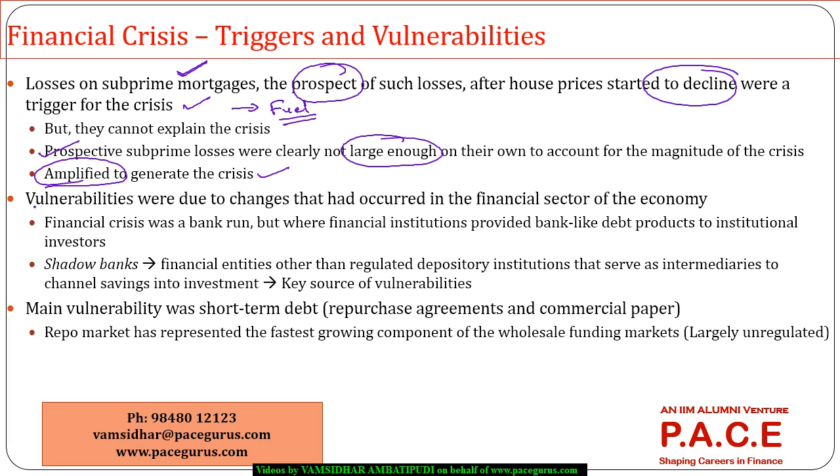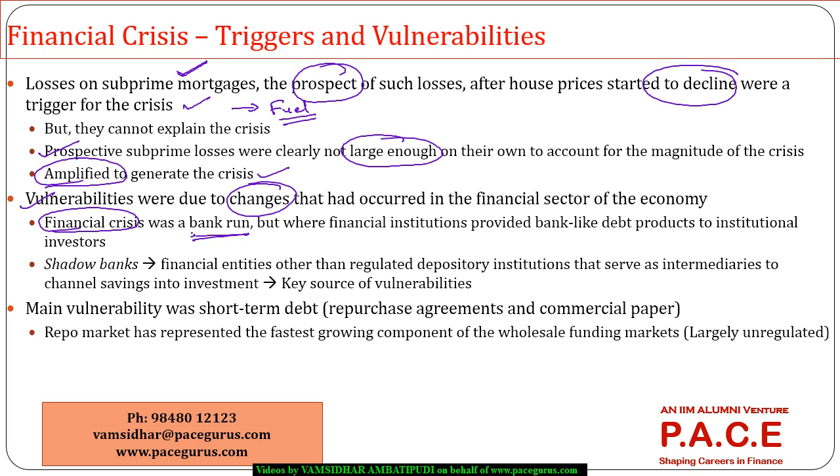And if you look at the vulnerabilities, the whole vulnerabilities came out during the crisis primarily because of the changes that have occurred in the financial sector. The whole financial crisis resulted in a bank run. People were withdrawing the money from the banks. Even the investors were withdrawing the money from the various funds in which they had invested.